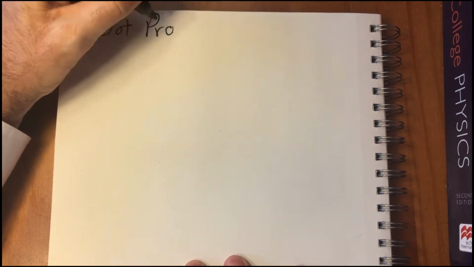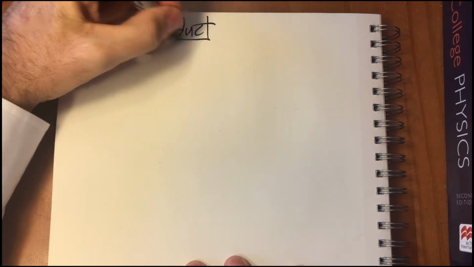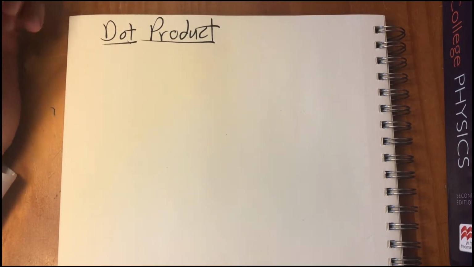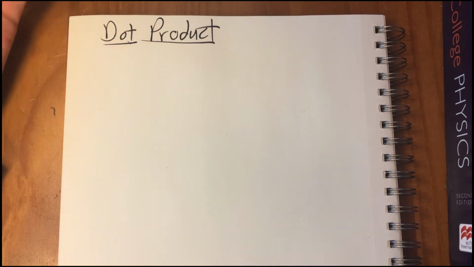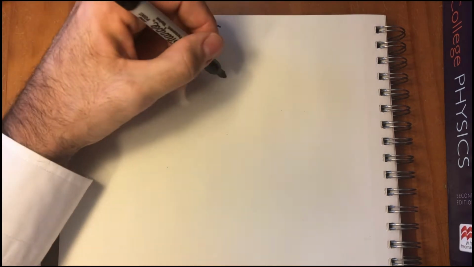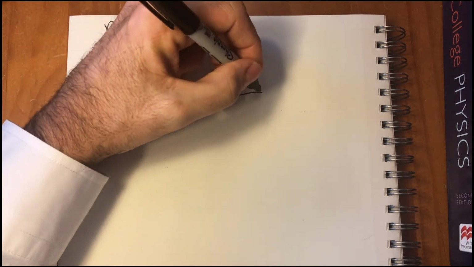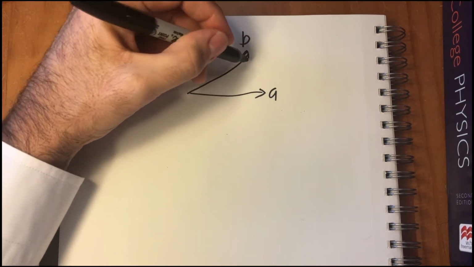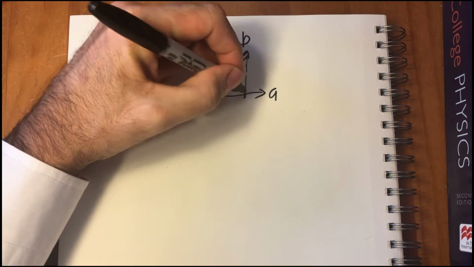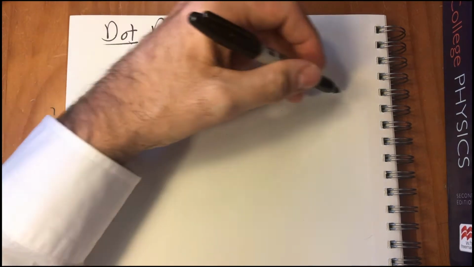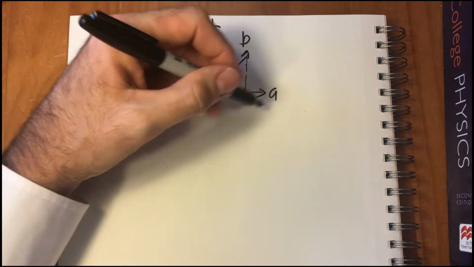Okay, dot product. I want to just try to explain how to think about the dot product in what I hope is an intuitive way. Because the way that it's usually explained is that if you have two vectors, the dot product is the projection of B onto A, and then you multiply the two magnitudes that way.